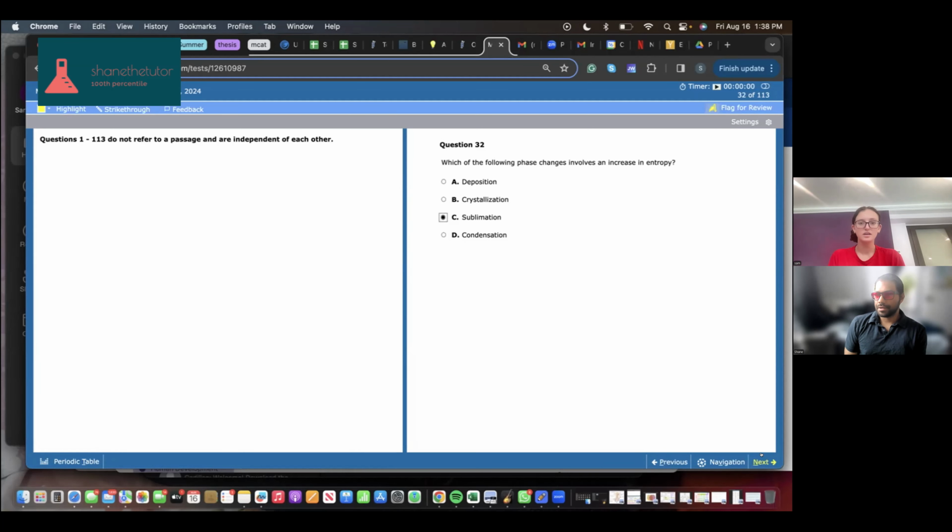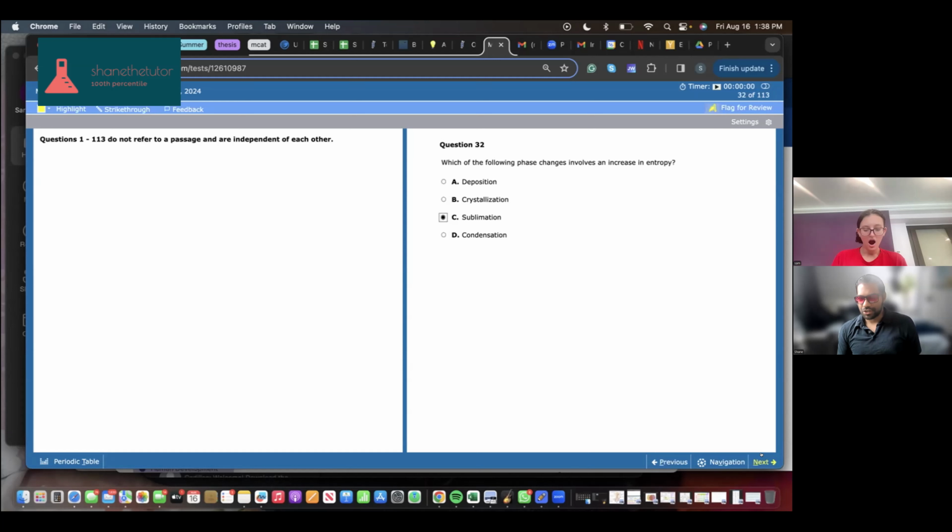So entropy is randomness, right? Think about everything. No one has to purposely make their apartment messy. They have to purposely make it neat. So think of entropy as disorder.